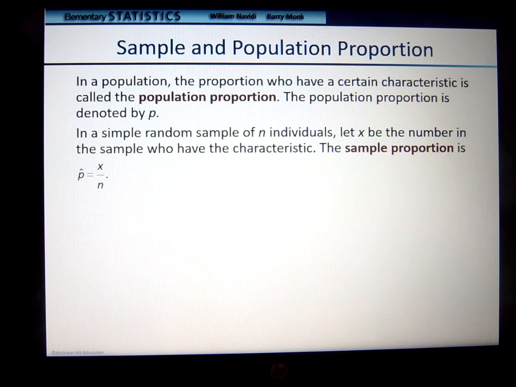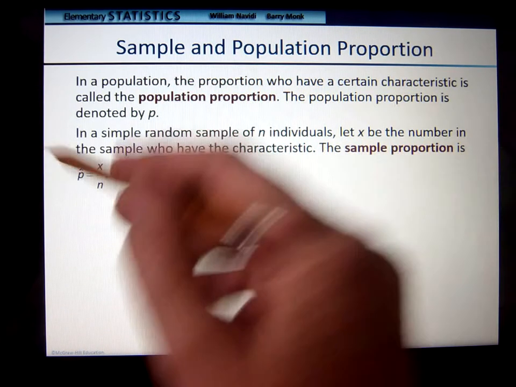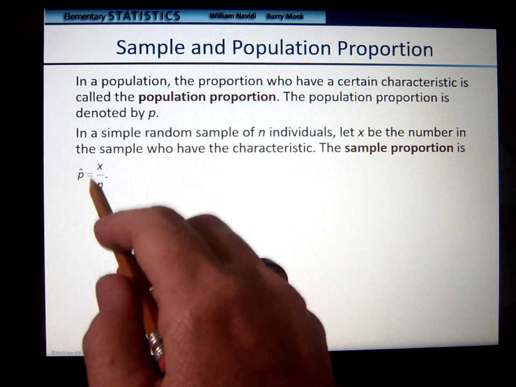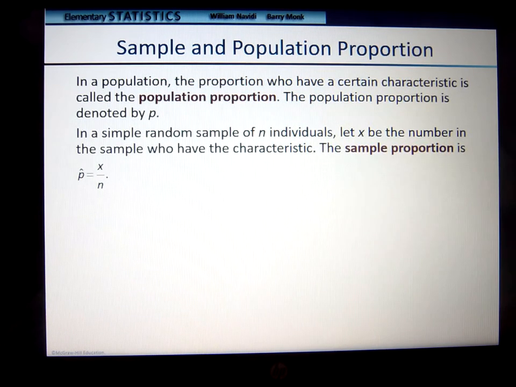In a population, the proportion who have a certain characteristic is called a population proportion. The population proportion is denoted by P. In a simple random sample of n individuals, let X be the number in the sample having the characteristic. The sample proportion is P hat. We call this P hat equals X divided by n.